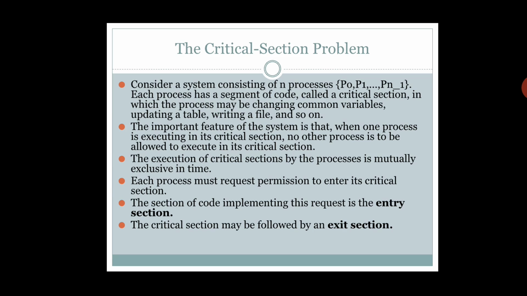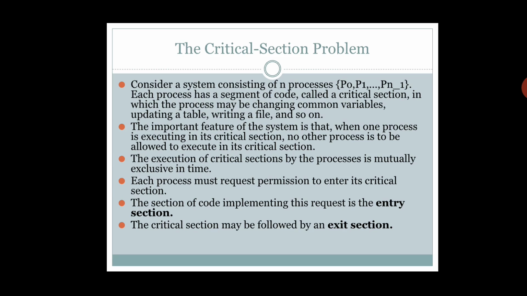There is a concept of the critical section problem. This is one of the essential things you have to understand with respect to operating systems. Consider a system consisting of n processes, p0 to pn minus 1. There may be 10, 20, or 50 processes, depending on the particular system.